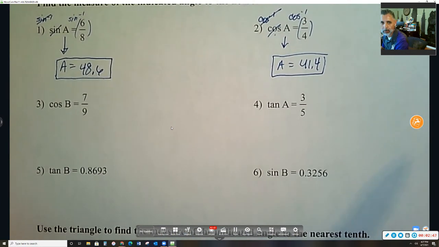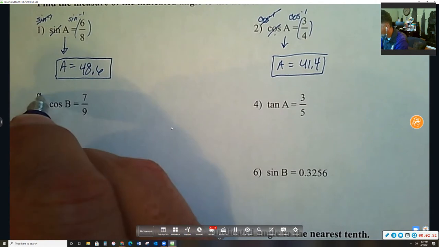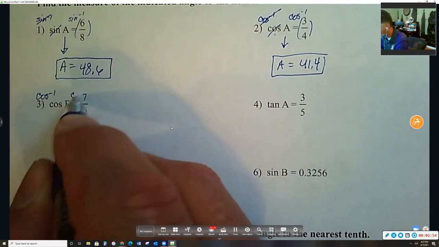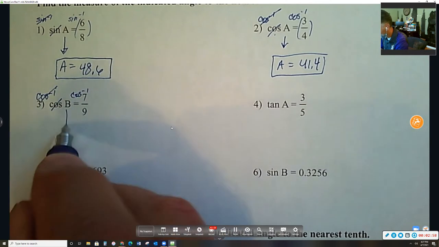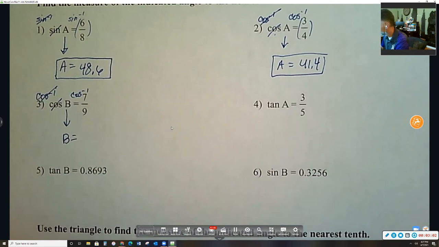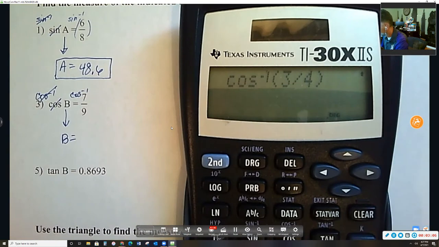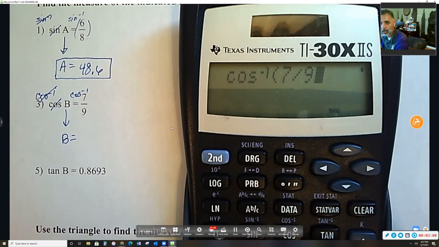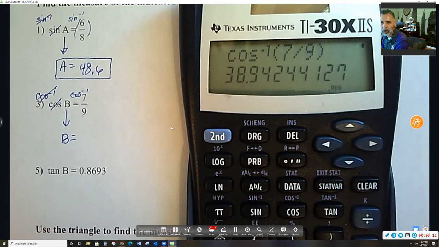Again, I want B by itself, so I want to get rid of cosine. So take the cosine inverse of both sides. Cosine inverse cancels. The B just falls down. And then this we type in the calculator. Cosine inverse of 7 divided by 9. That's 38.9.